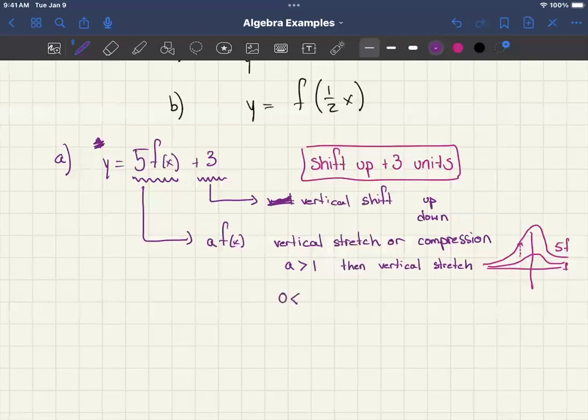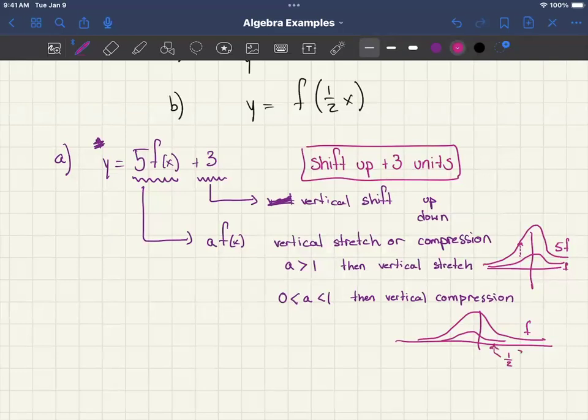If our a value is between 0 and 1, then we're looking at a vertical compression. And that's going to be slightly different in the fact that if we have our f of x, let's say that's our f, our compression would move it closer to the x-axis. So for instance, this one down here might be 1/2 of f instead.